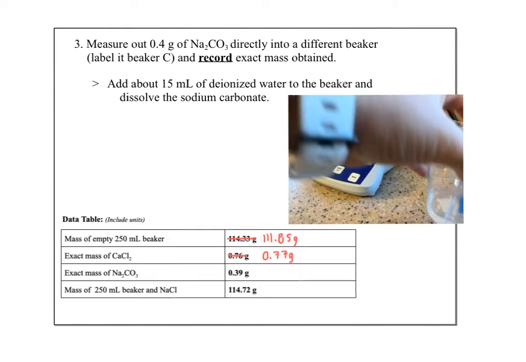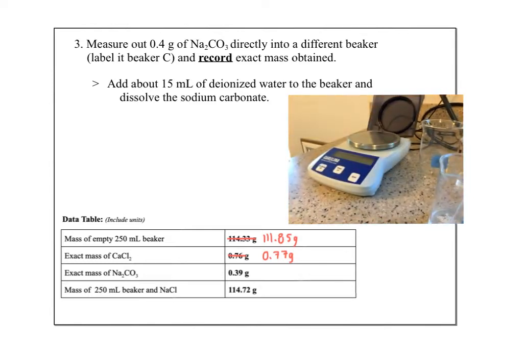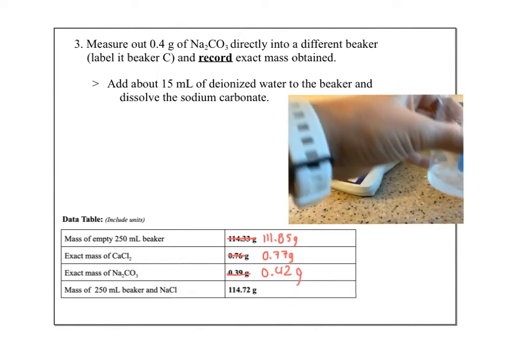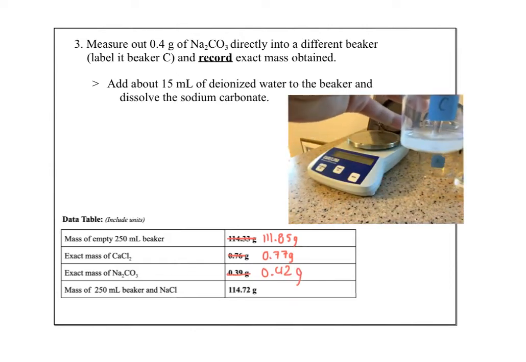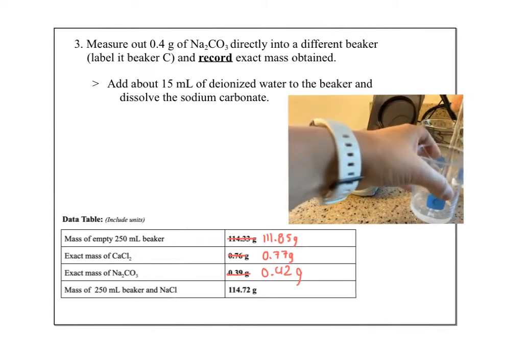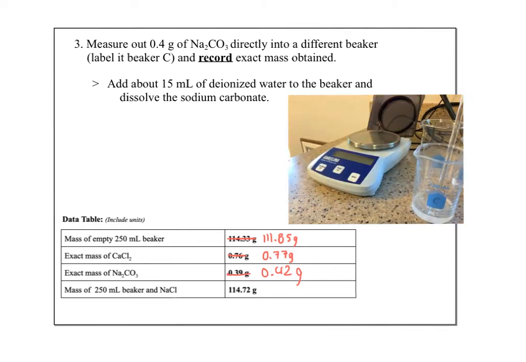Oops, hold on, let me record. We said 0.42 grams of that other reactant. So when I do my BCA table to find my theoretical yield, right, that's the nerdy one, I'm going to use 0.77 and 0.42 grams for my BCA table.